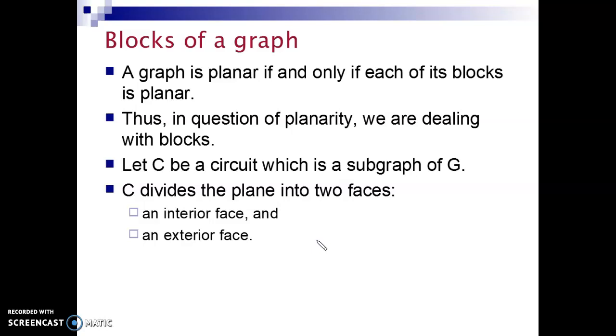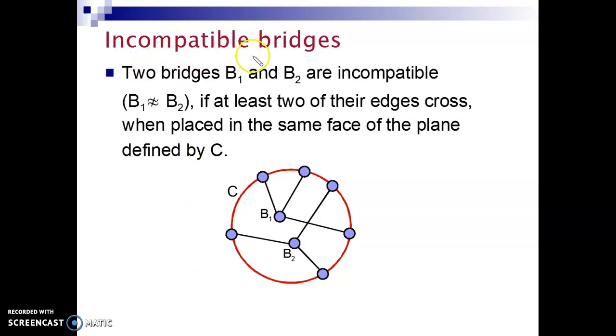The final definition is in the next slide. Incompatible bridges. Now, we say that two bridges, say B1 and B2, are incompatible if at least 2 of their edges cross when placed in the same face of a plane defined by a cycle.